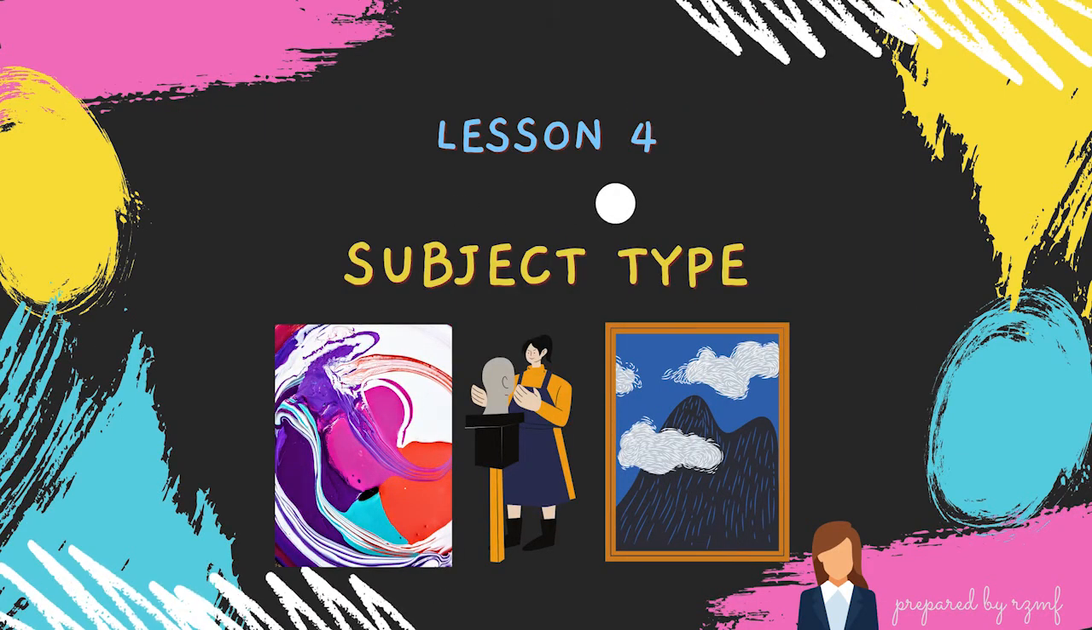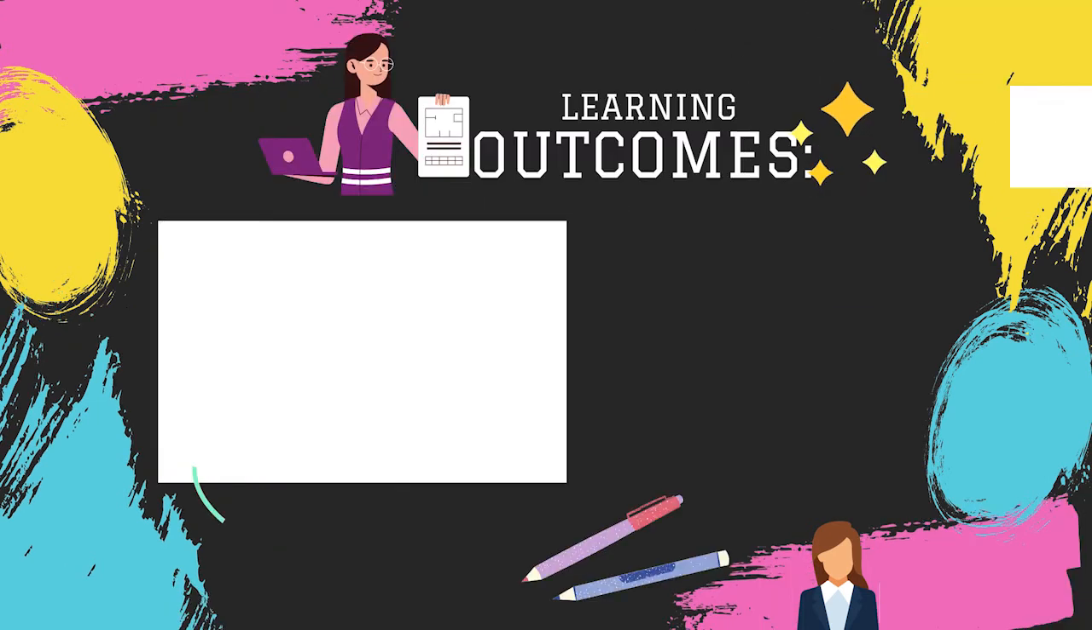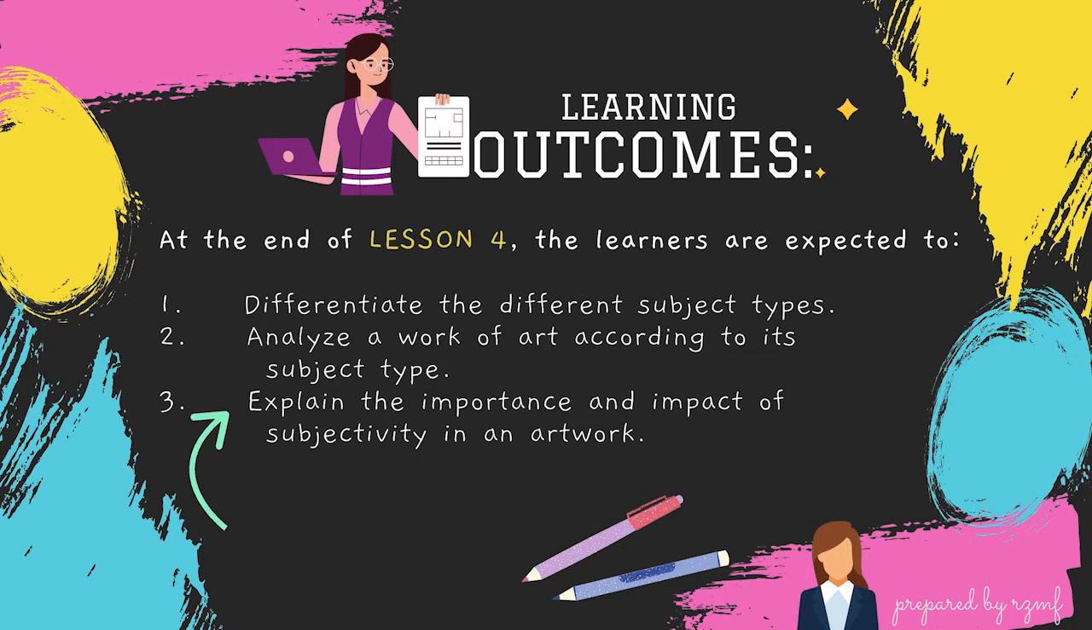Now at the end of Lesson 4, the learners are expected to differentiate the different subject types, to analyze a work of art according to its subject type, and explain the importance and impact of subjectivity in an artwork. It's very interesting to learn, right? Now let us keep going.